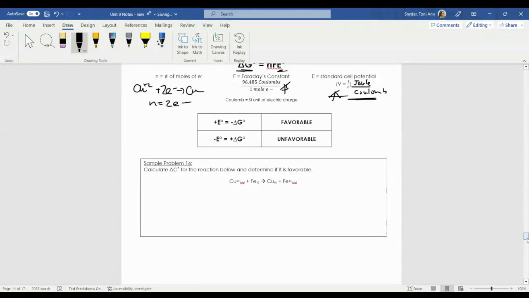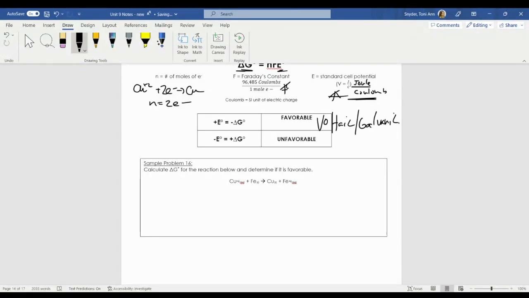And just to talk about what kind of cells these would occur in, favorable reactions tend to occur in voltaic or galvanic cells. These types of cells are ones that produce an electric current. So voltaic or galvanic, they're used interchangeably. Both of those will produce an electric current, so they will have a negative value for Gibbs free energy.